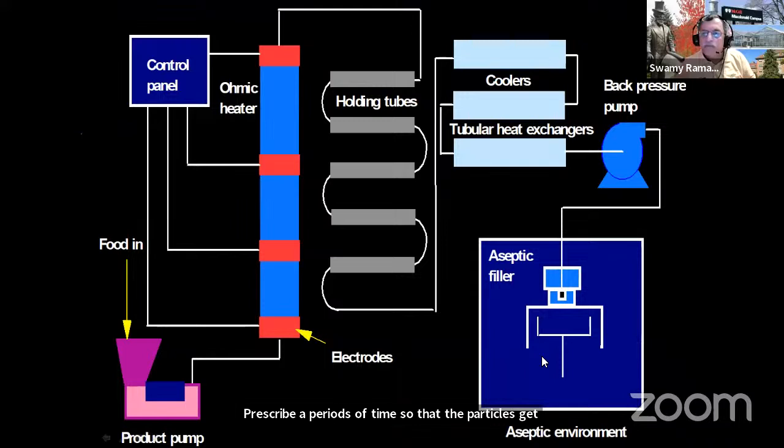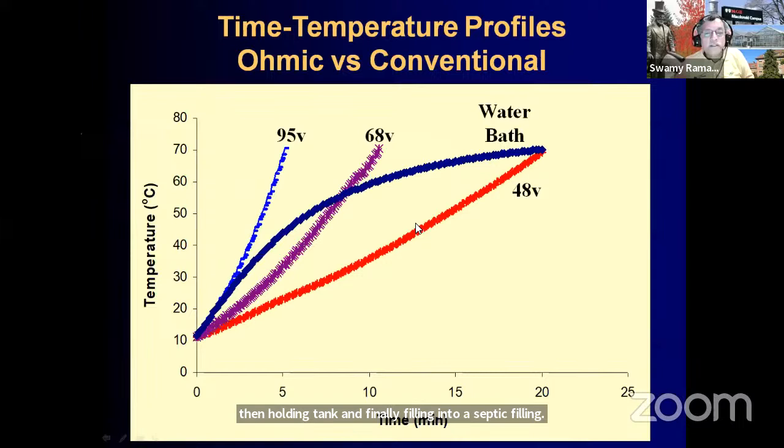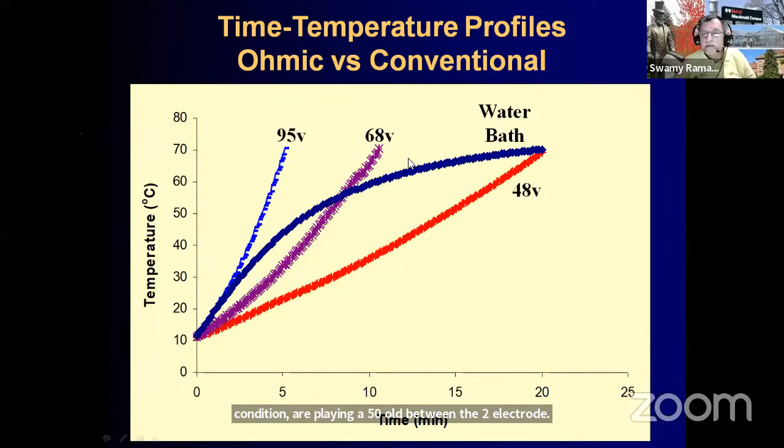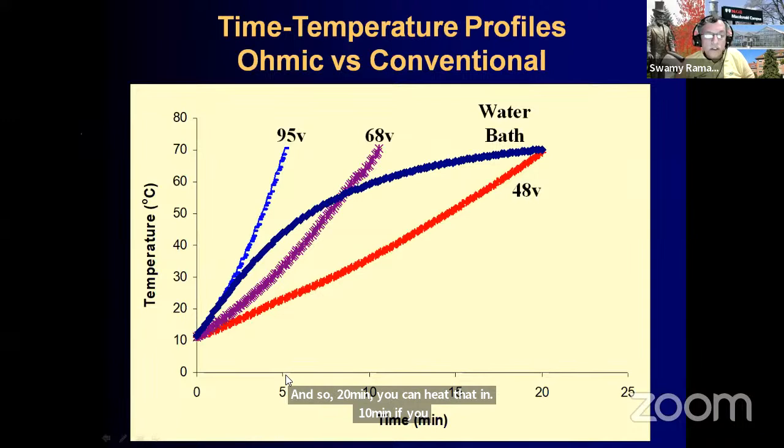So with ohmic heating, you can see that it increases the rate very quickly. Here I've shown you different voltages for ohmic heating, comparing it to a conventional water bath heating. In this case, it's a large volume getting heated in a water bath. It takes 20 minutes to heat this product from 10 degrees to 70 degrees. At approximately 50 volts, you do the same thing under ohmic heating, applying 50 volts between the two electrodes. If you increase these 50 volts to 70 volts, you can reduce the time by one half. Instead of 20 minutes, you can heat that in 10 minutes. If you increase this to 100 volts, you can reduce that further to 5 minutes. This is one quarter of it.